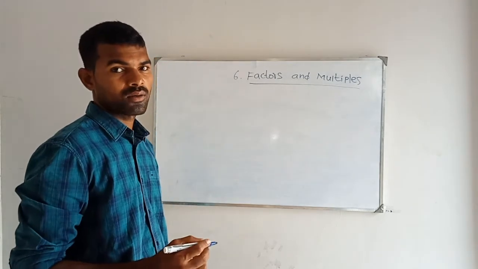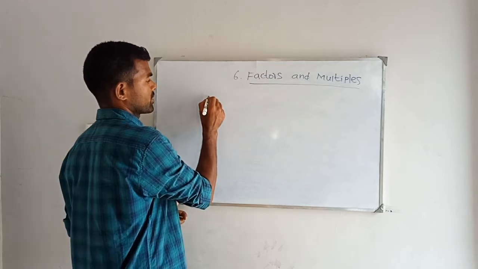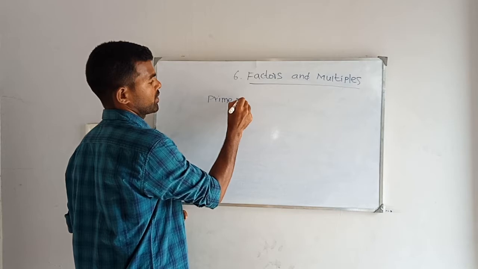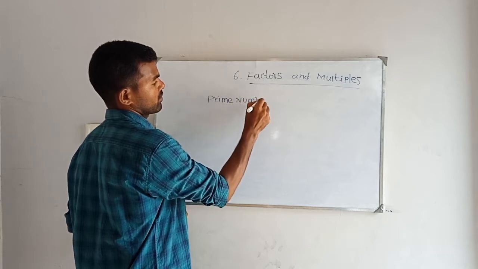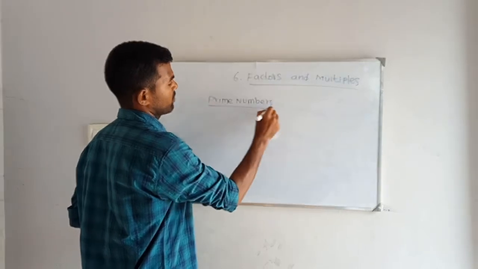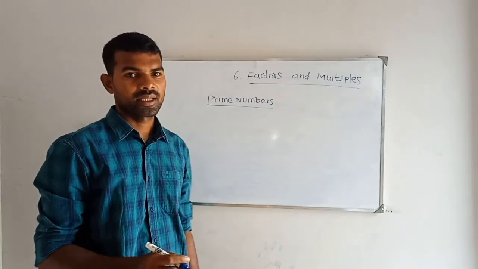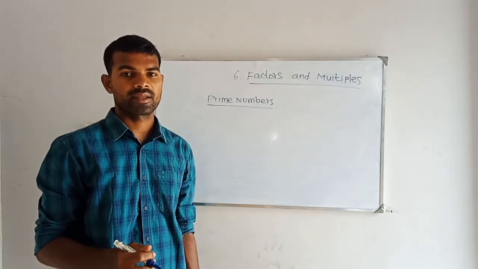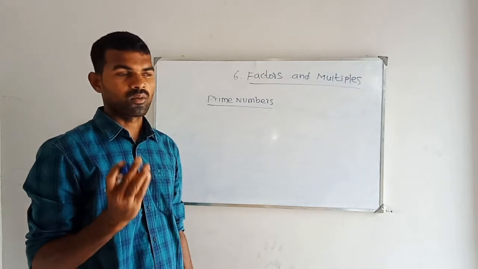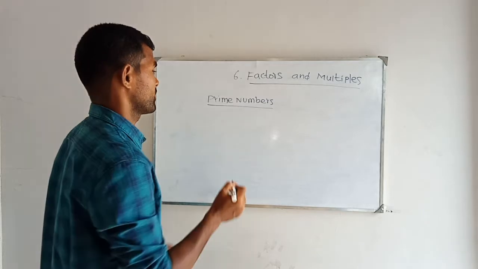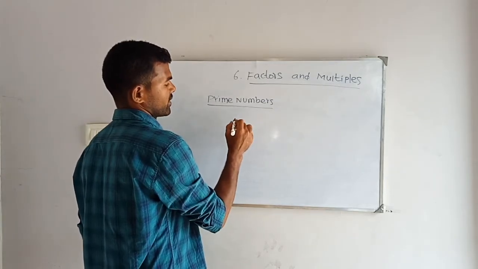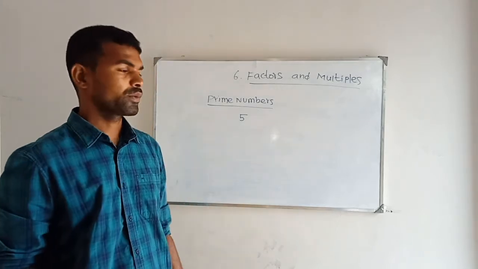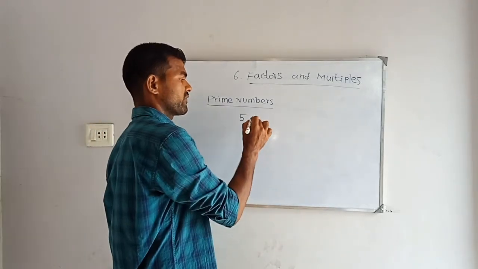Let us see prime numbers now. Prime numbers have exactly 2 factors: 1 and the number itself. We will see the number 5. How will we find its factors?